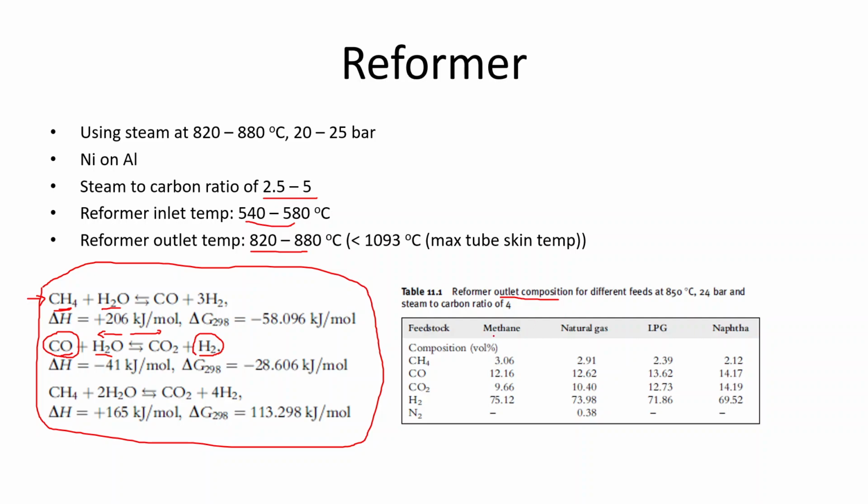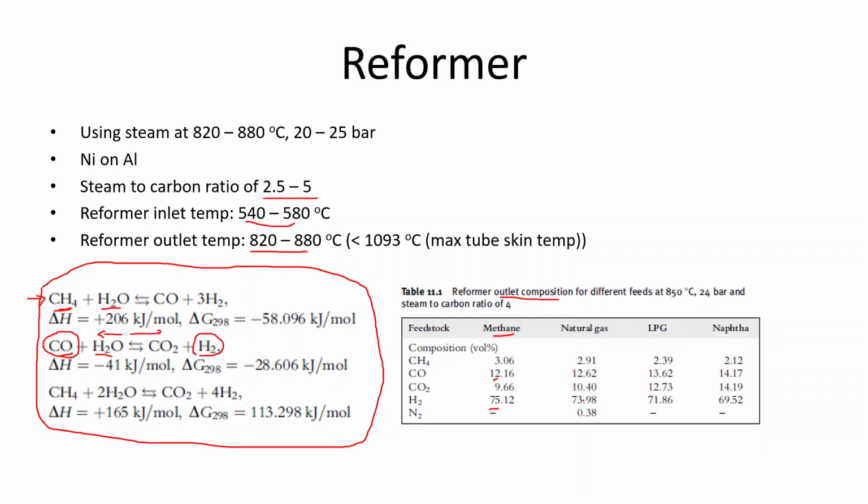If we use methane, the majority is methane. That methane is then going to be converted into the syngas, so we have 12% of CO and then 75% of hydrogen. And then if you have natural gas, natural gas is not as pure as methane. There's lots of CO2 as well. So depending on the natural gas composition, it typically generates this kind of composition.